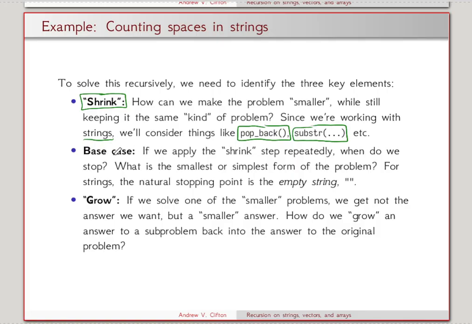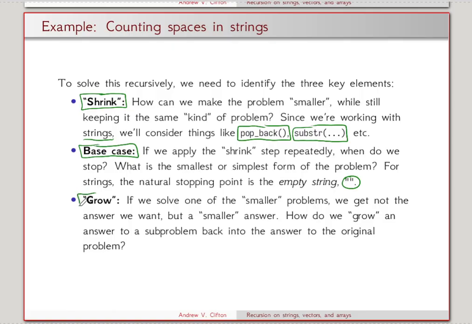Then once we settle on how we're going to make the problem smaller, we need to figure out what our base case is. What's the smallest form of the problem? And usually that's kind of obvious. So in this case for strings, it's the empty string. If you have a string with nothing in it, then that's the simplest and smallest problem that we could have.